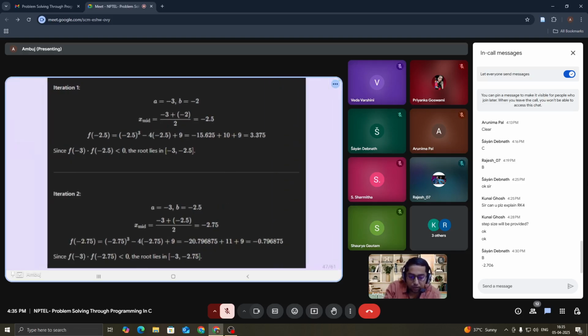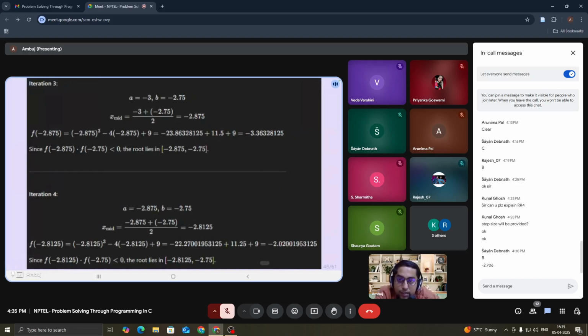Now in iteration 3, a is minus 3, b is minus 2.75. Then you calculate x mid, which comes as minus 2.875. f of minus 2.875 is negative, and f of minus 2.75 is also negative. Hence, the product is negative, hence there lies at least one root. We are narrowing down the region. First we found the region as minus 3 to minus 2. Now we have narrowed it down to minus 2.875 to minus 2.75.